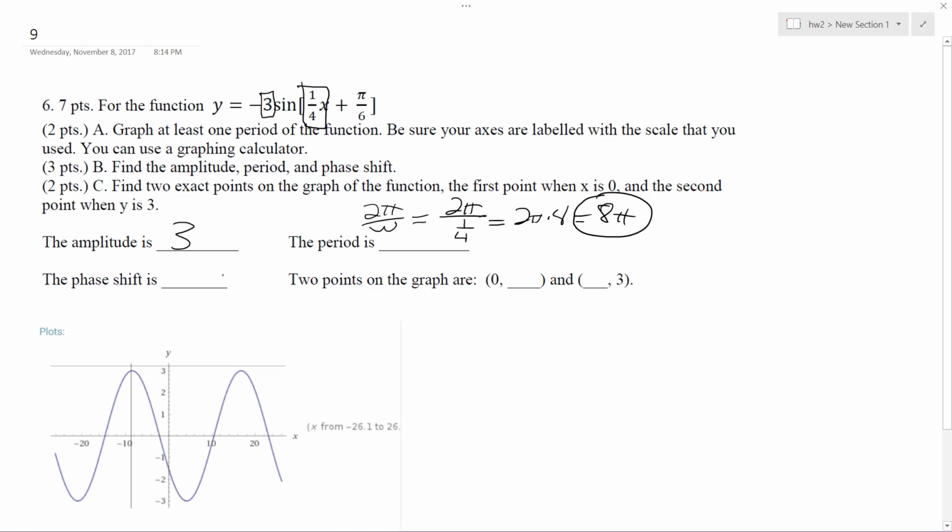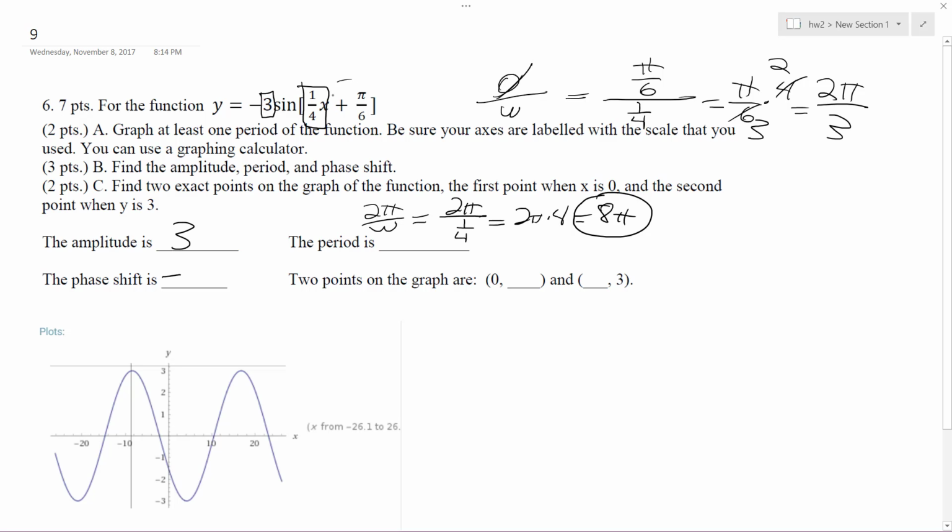All right. So phase shift is equal to theta divided by omega. In this case, theta is pi over 6 divided by 1/4. So this is equal to pi over 6 times 4, which is equal to 2 pi over 3, because this gets reduced down to 2, this becomes 3. And it's shifted to the left, so negative, because if it's a plus, it's shifted to the left. Negative 2 pi over 3.